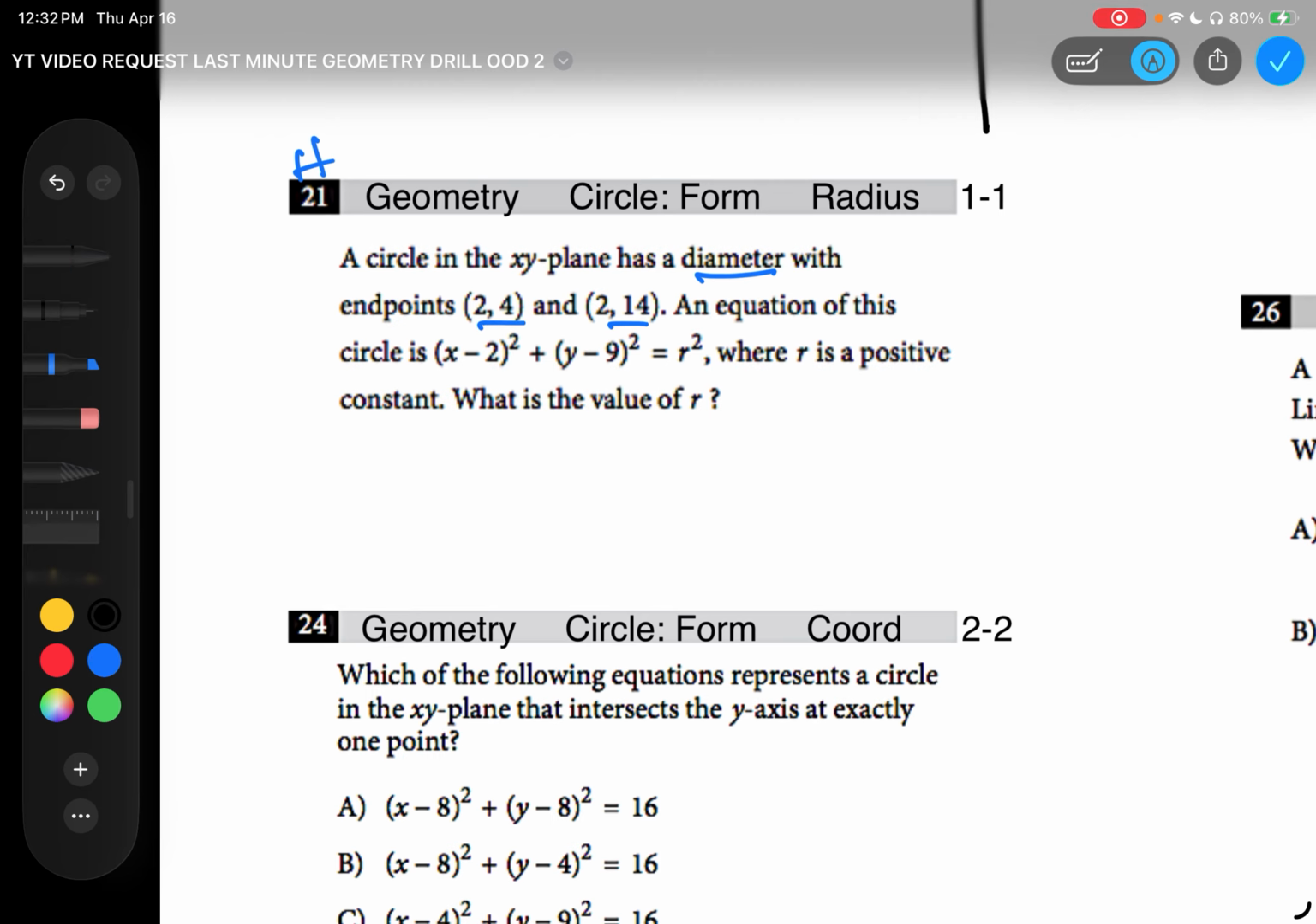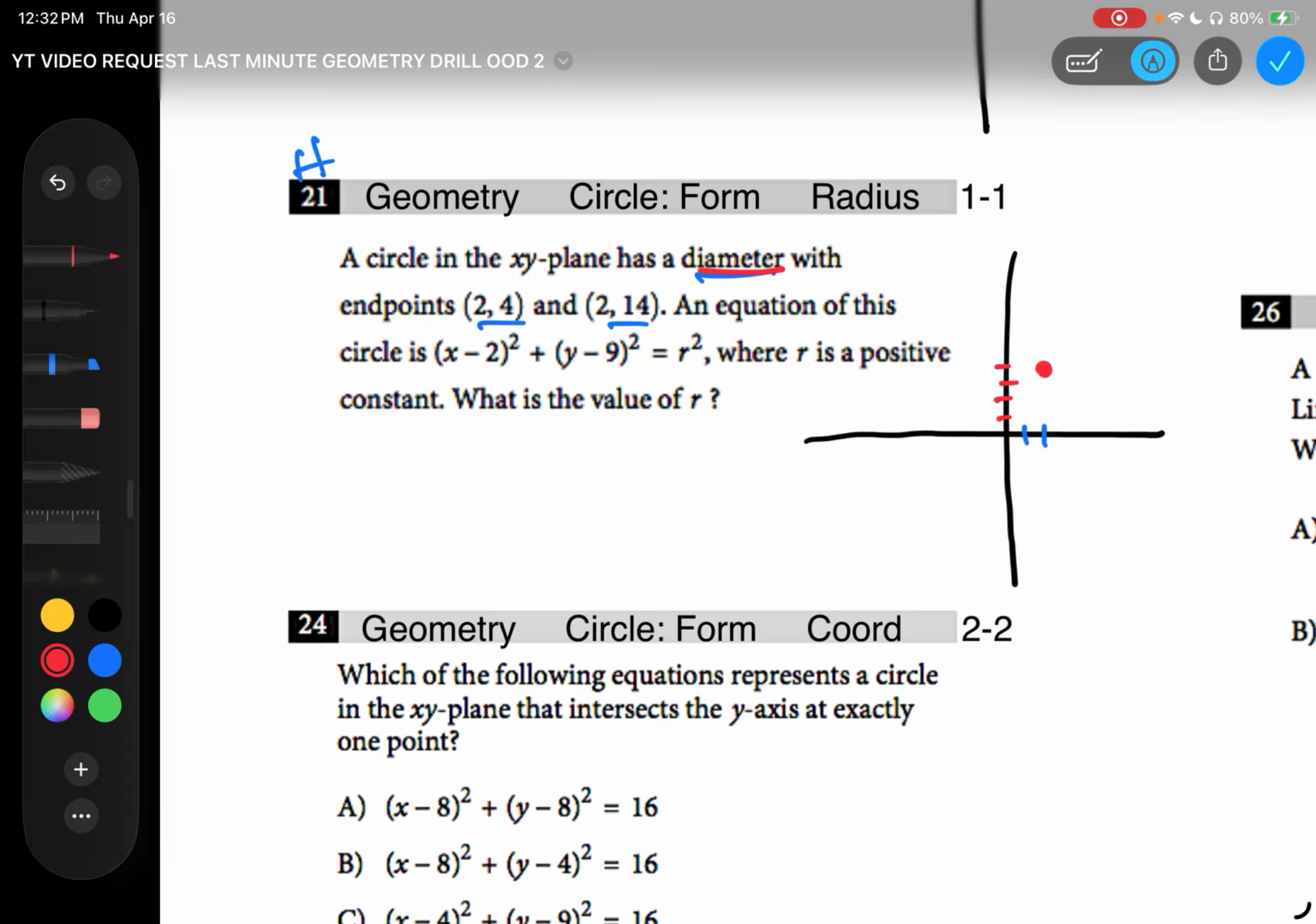Hey, I don't trust myself. I'm immediately going to draw an XY coordinate plane and I'm going to hash out these measurements. I'm going to go out 2, to the right 2, positive 2, but I'm going to go upstairs 4 times. 1, 2, 3, and 4. So there is one coordinate point of my diameter, and then (2, 14).